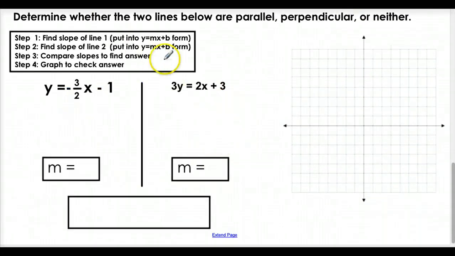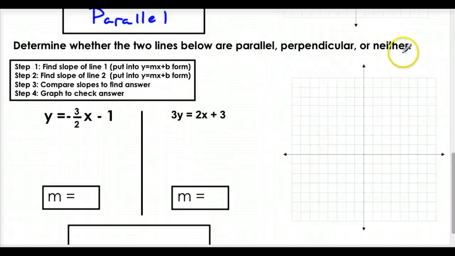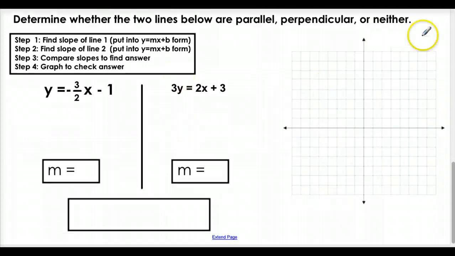Alright, final problem. Once again, we're given two lines. We want to find out if they're parallel, perpendicular, or neither. And once again, this could be called skew. To do this, we need to find the slopes of both of them. And to do that, both of them need to be in y equals mx plus b form, or slope-intercept form. The first one's okay. This is already in y equals mx plus b form. So we're just going to write the slope down, and this is negative 3 over 2.